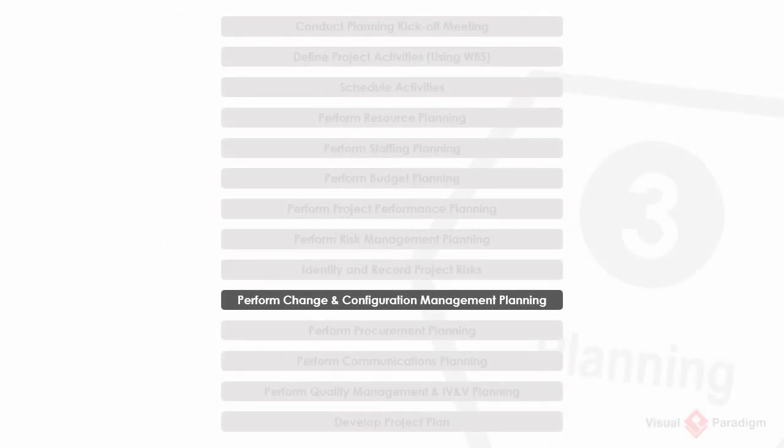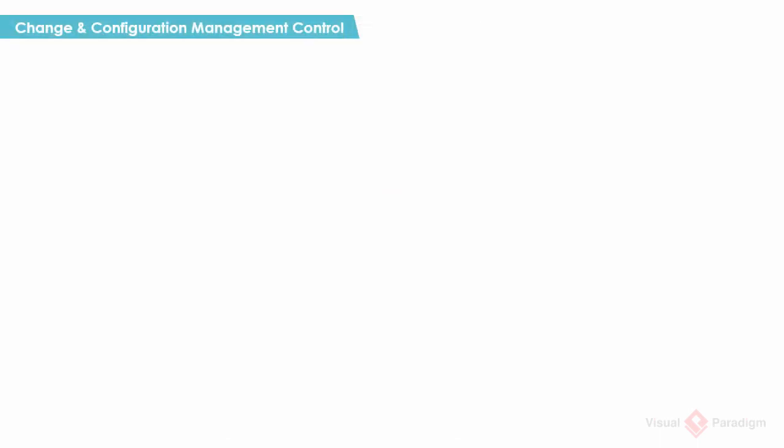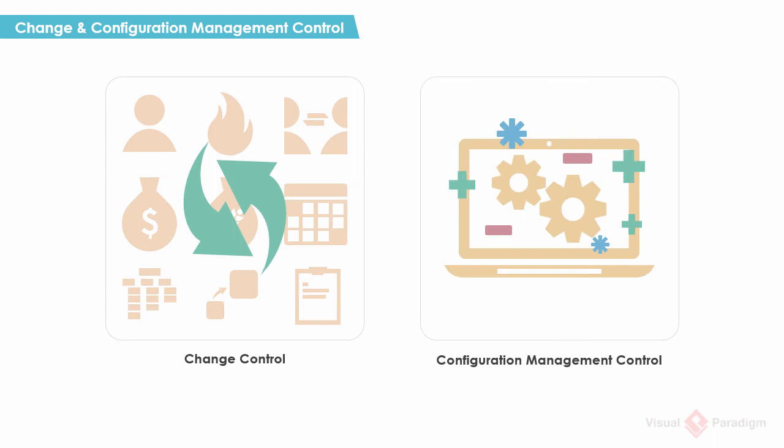Perform change and configuration management planning. Change management is an important part of project management. Changes must be vetted and managed to ensure that they are within the project scope and are communicated to all stakeholders. This activity involves the identification of project components that are governed by the change control process and the documentation of change process. There are two primary concepts in change and configuration management planning: change control and configuration management control.